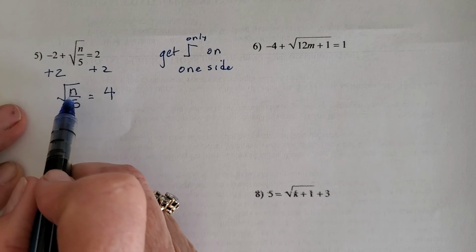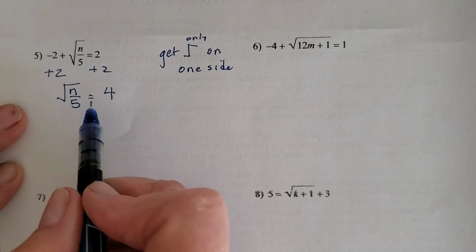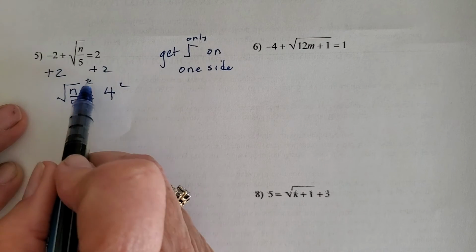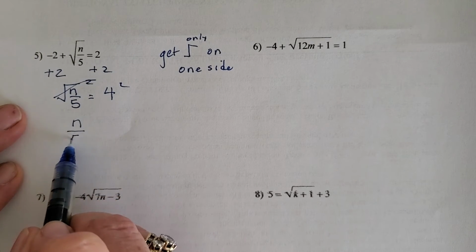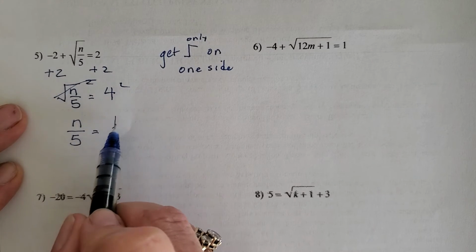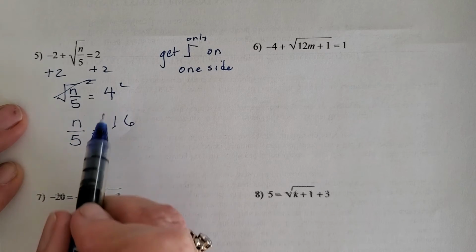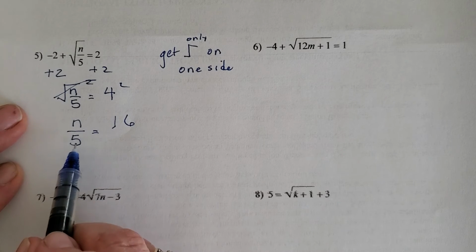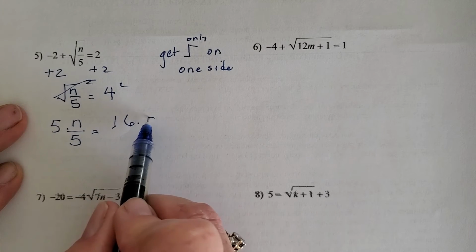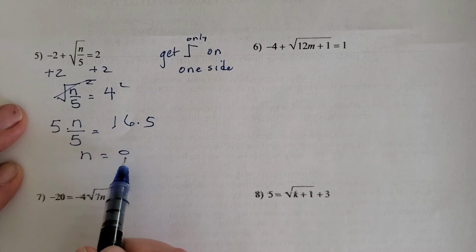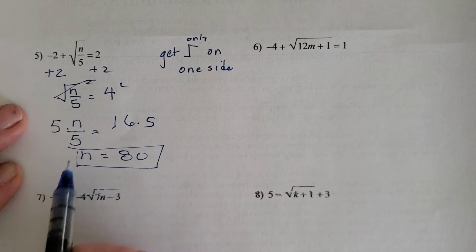Now the radical's by itself. There's nothing in front or outside behind it. I can square both sides, and I just get n divided by 5 equals 16. Right? 4 squared is 16. N is divided by 5. I multiply both sides by 5, and I get n equals 80.